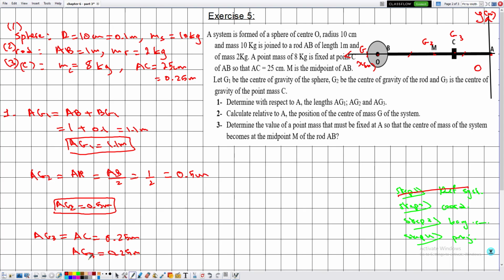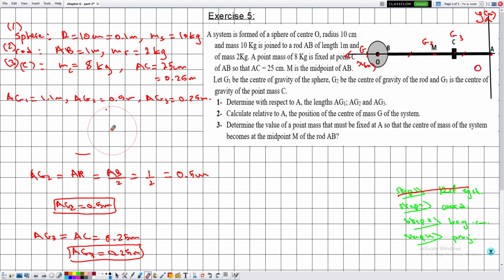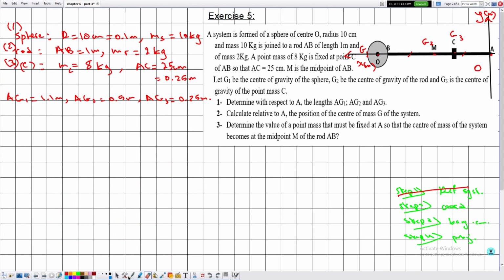And let me write the results above. Then AG1 is equal to 1.1 meters, AG2 is equal to 0.5 meters, and AG3 is equal to 0.25 meters. So this is it for number 1.